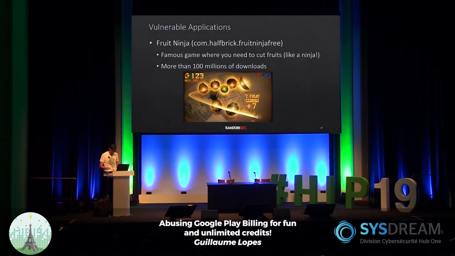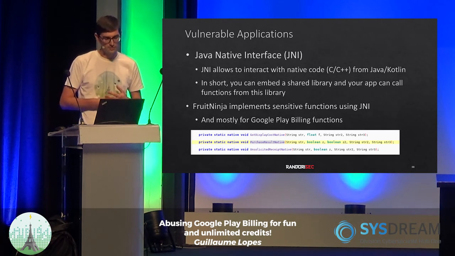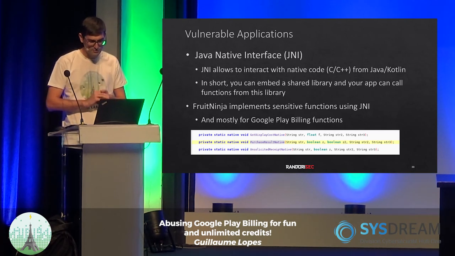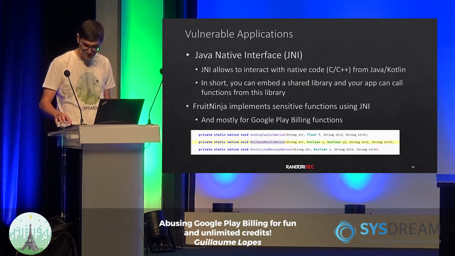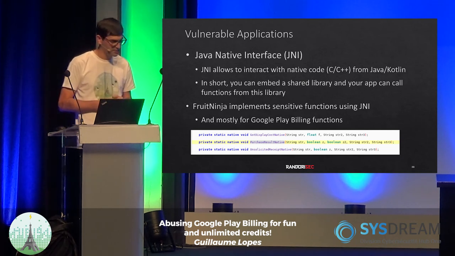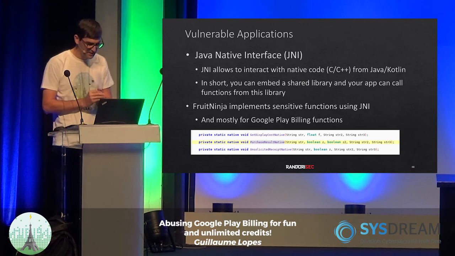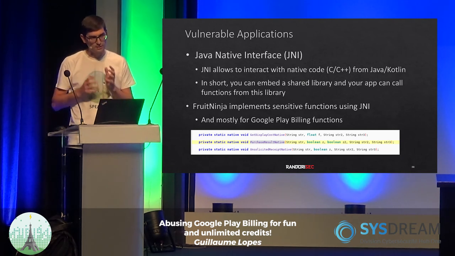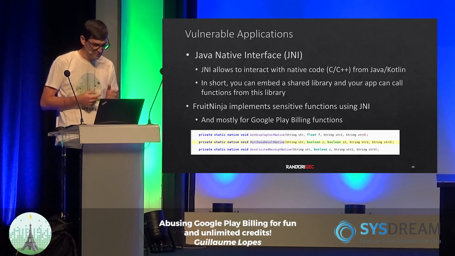Okay, so the last one is Fruit Ninja, which is also a famous game, with more than 100 million downloads. This one is more secure, because they use the Java Native Interface. If you don't know what the Java Native Interface is, in an Android application you can embed native code, in fact shared libraries. Usually those libraries are written in C or C++. The idea is that from your Java code, you can call methods on this shared library.